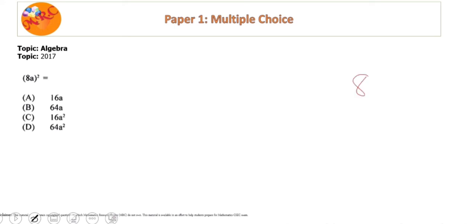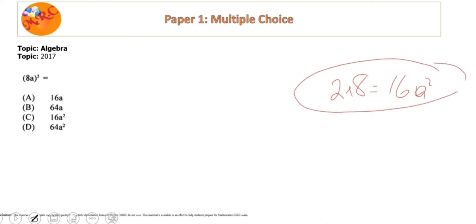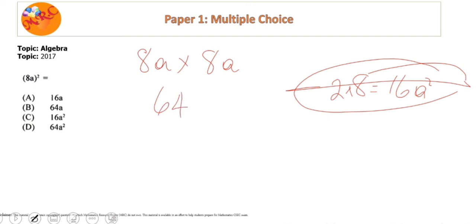Alright, 8a squared equals. Don't be tempted to think that they're saying 2 times 8, which is going to give you 16, and then you put the square on the a. No, that's out. 8a squared means that you're multiplying 8a times 8a. So 8 times 8 is going to give us 64, and a times a is a squared. So our answer is D.